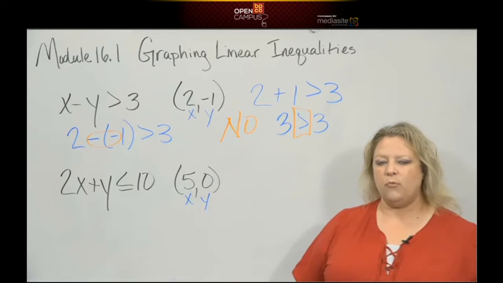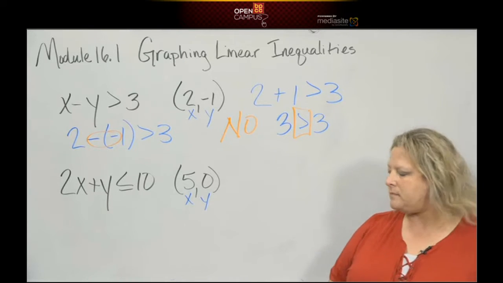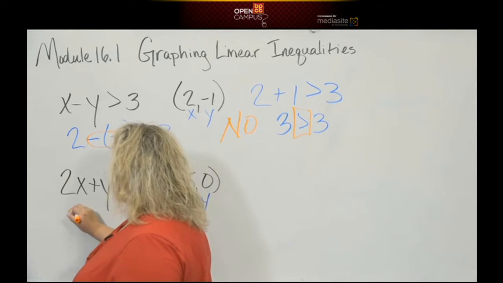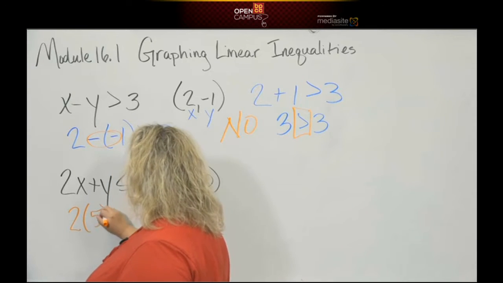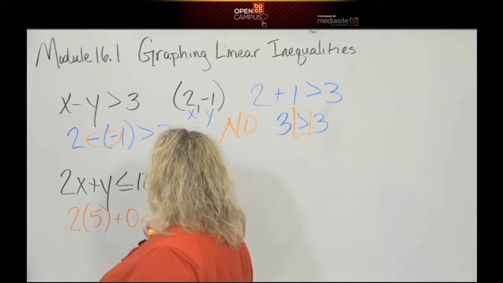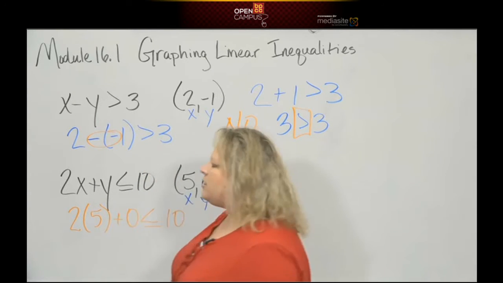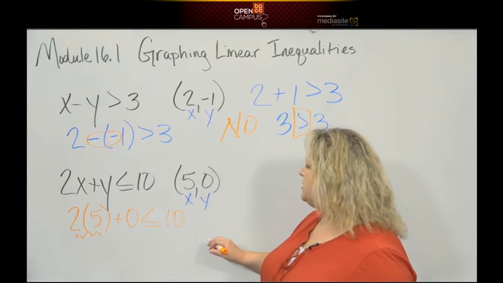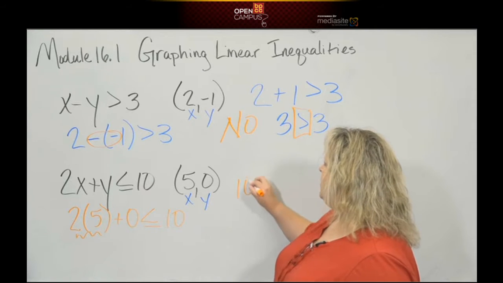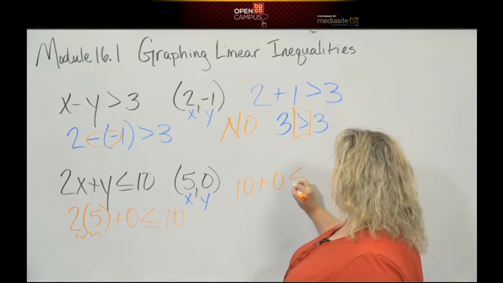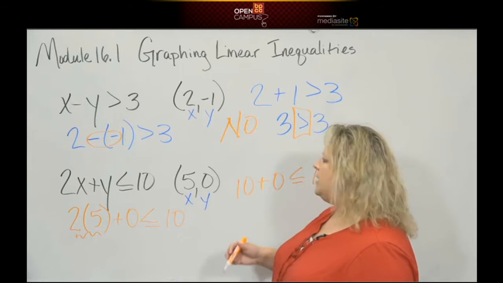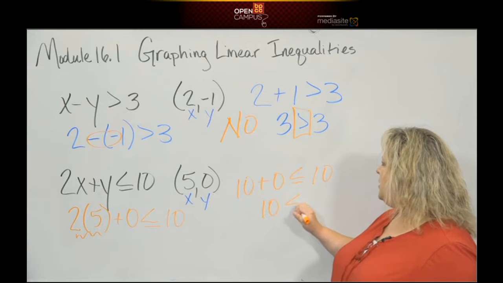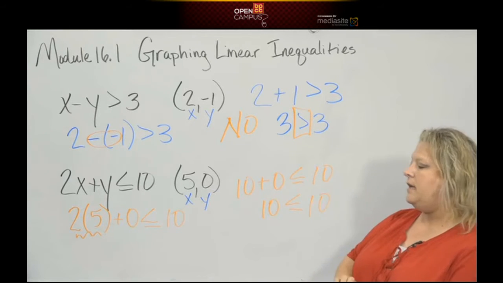Now let's try the bottom one and see what happens with that. So our bottom one, we have x is 5, y is 0, so we have 2 times 5 plus 0 less than or equal to 10. Evaluating order of operations, multiplication comes first, so that would mean 10 plus 0 less than or equal to 10. Well, any number plus 0, that's the addition property. So that means, boom, 10 is less than or equal to 10.